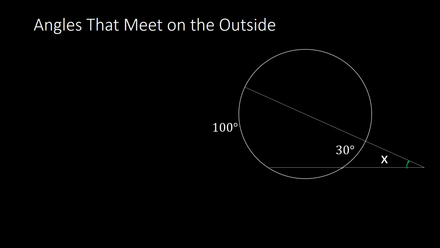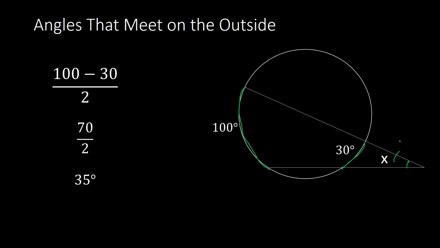So notice the arcs that are created by this angle. We have this arc here is 100 degrees, and then this arc right here is 30 degrees. If I subtract and divide by 2, I'm going to get the measure of angle x. So when I subtract and divide by 2, I get 70 over 2, which would be 35 degrees. So this measure of the angle would be 35 degrees.